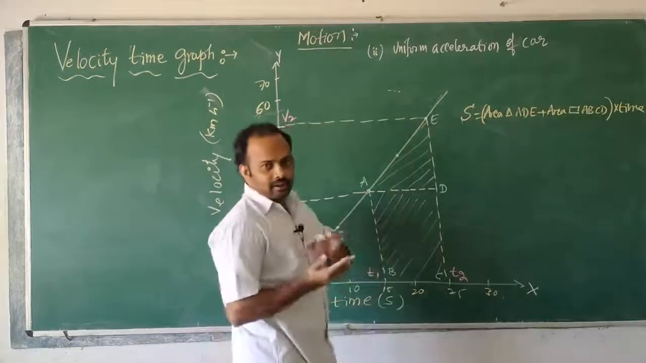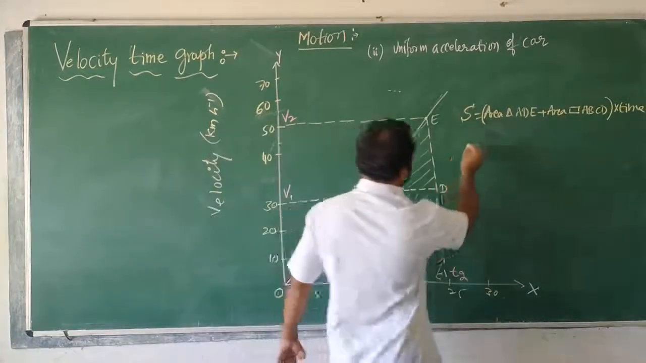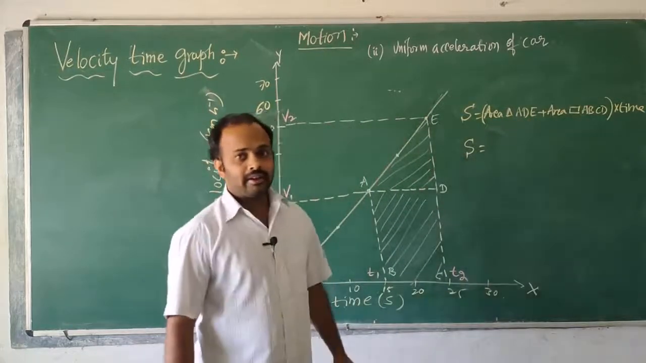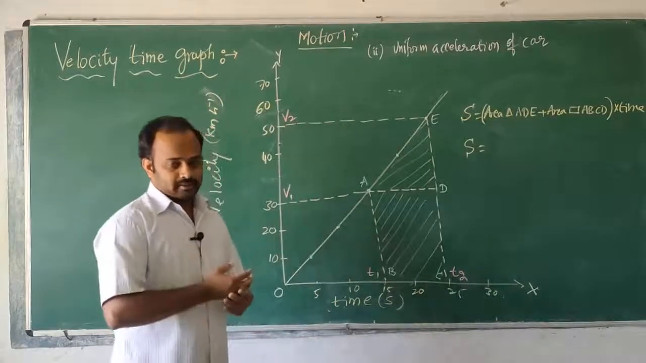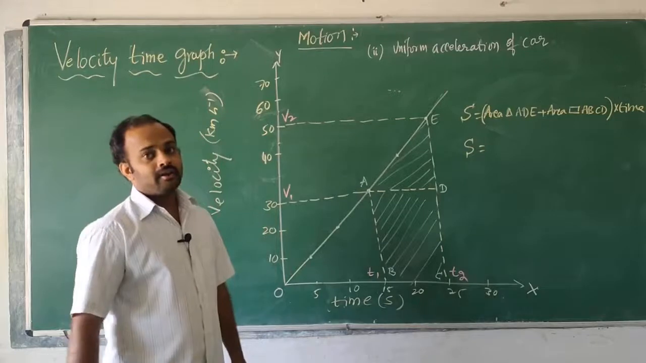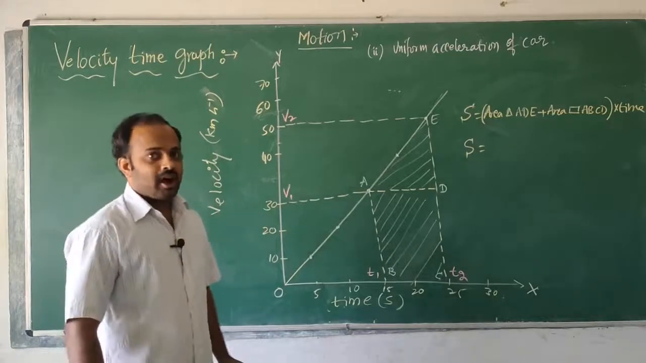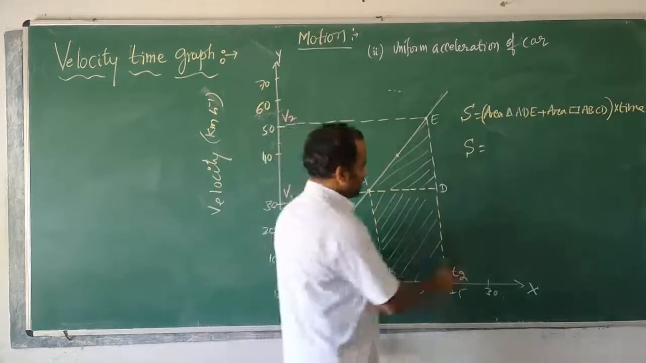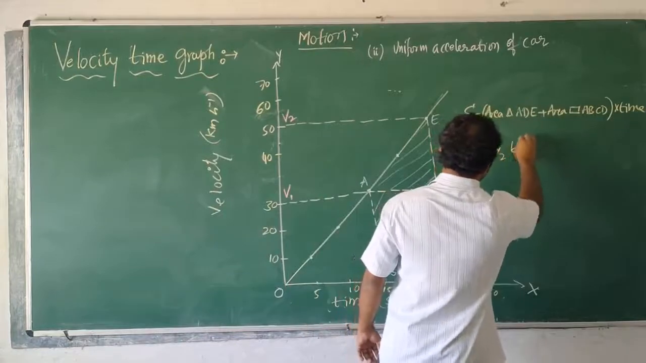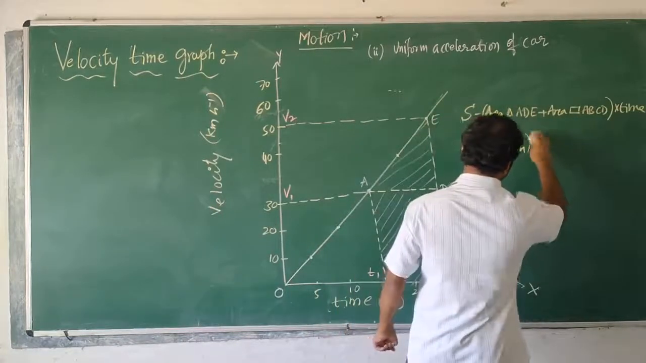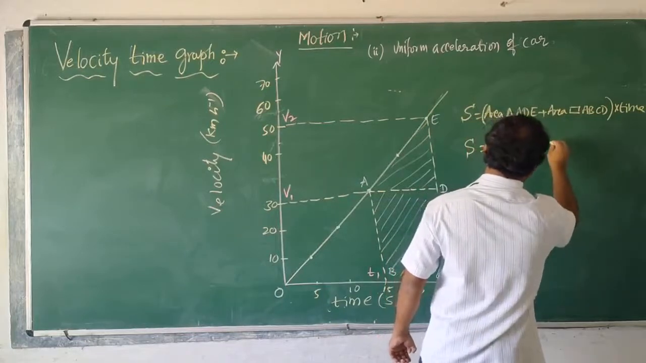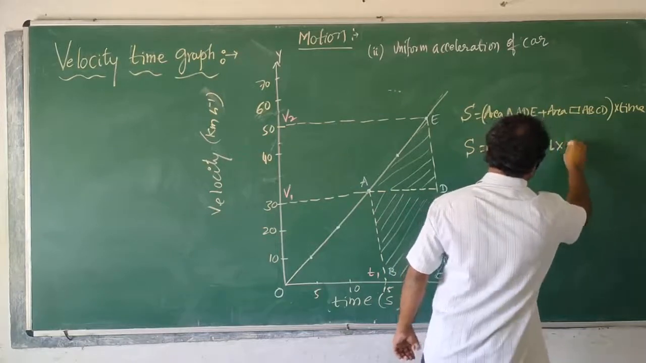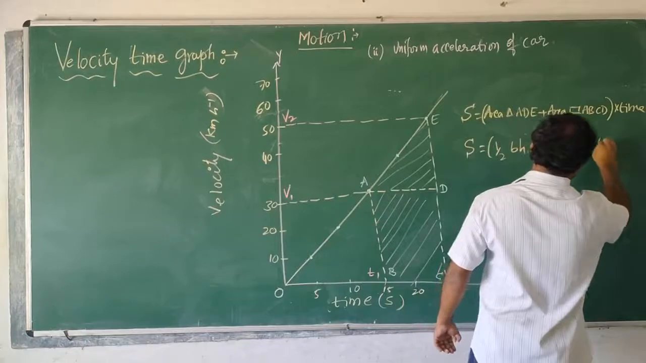If we add the triangle and the rectangle, we get the total area. Therefore S is equal to area of triangle. What is the area of triangle formula? Yes, in the 8th standard we discussed half into base into height. In this triangle, which is the base? AD is the base. Plus area of rectangle, length into breadth, into time, right?